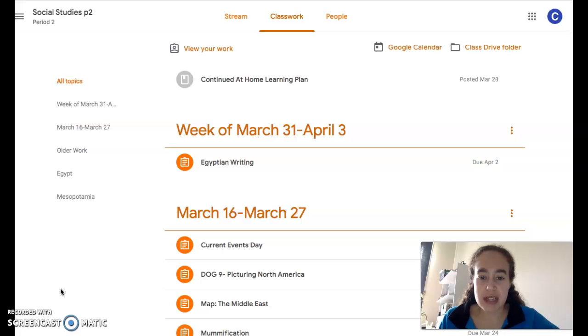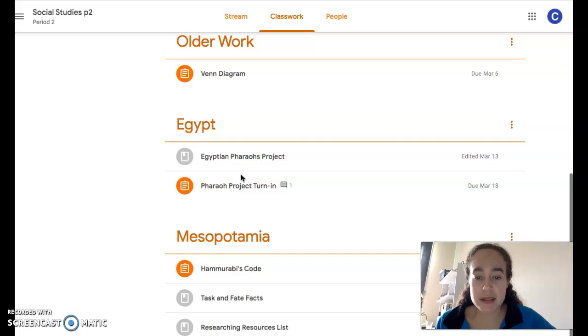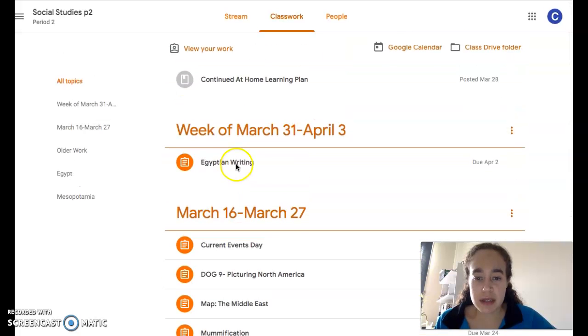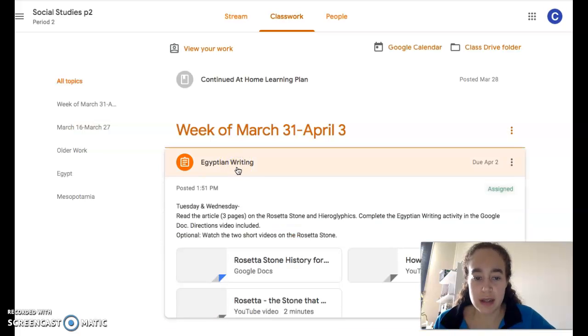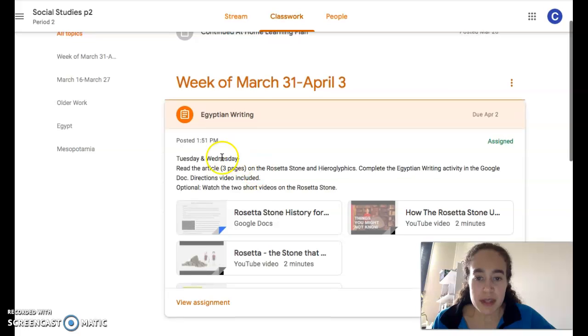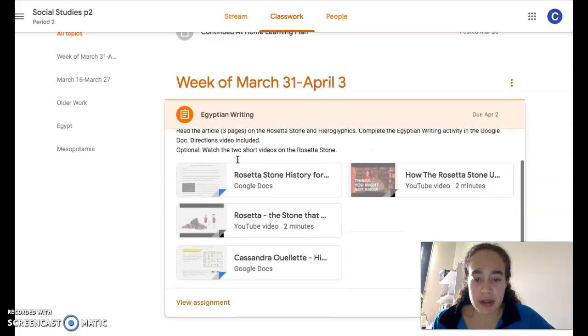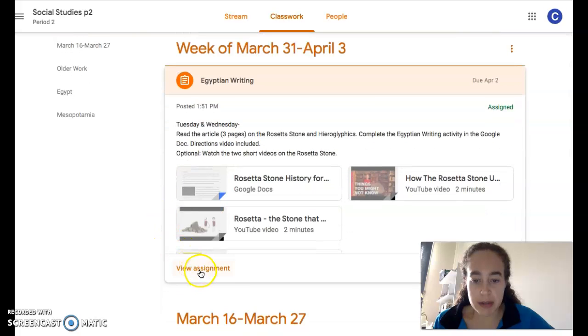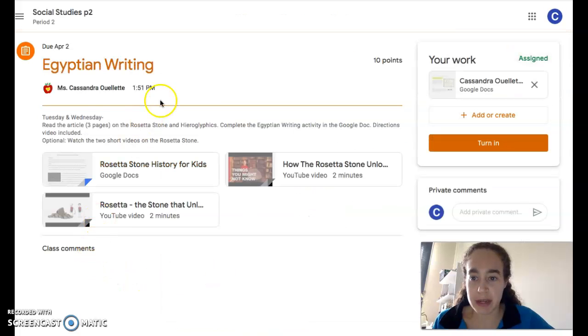First, I want to note that I did clean up all of the Google classes, so you'll notice under social studies for classwork it is a little bit more organized with topics. This one that I'm going over today is Egyptian writing. You'll notice that when you click on the writing assignment, you get the preview here, but I can also go to view assignment, which makes it a little bit bigger.